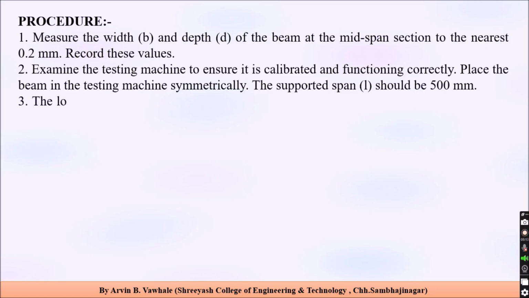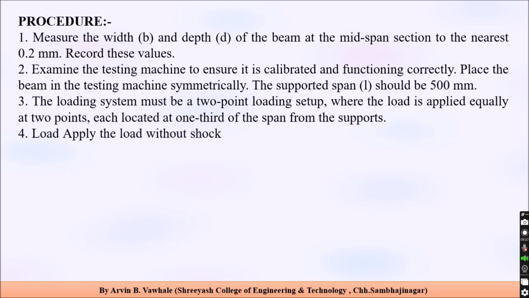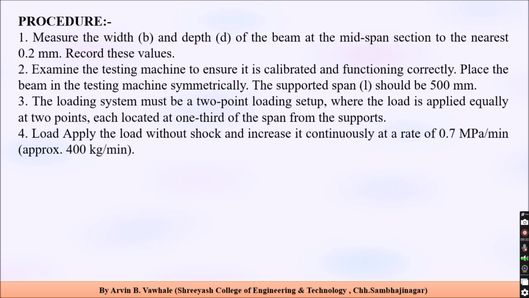3. The loading system must be a 2-point loading setup, where the load is applied equally at 2 points, each located at 1/3 of the span from the supports. 4. Apply the load without shock, and increase it continuously at a rate of 0.7 megapascal per min, approx. 400 kilograms per min.